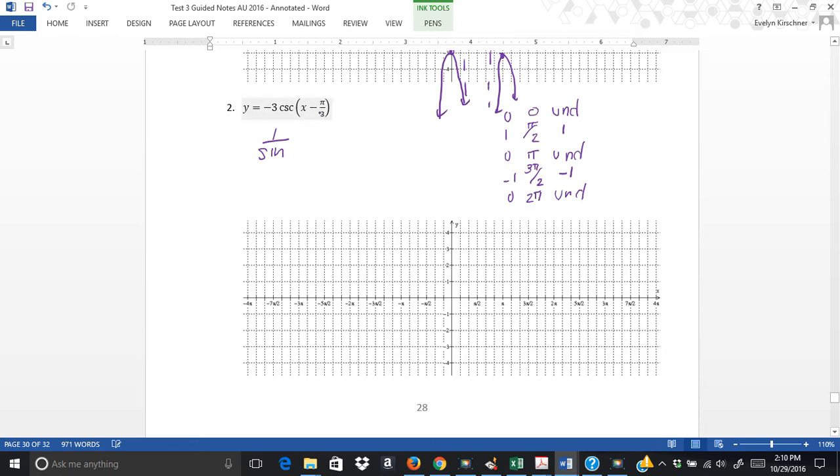All right, so now I need to find my phase shifts. Remember, I set x minus pi over 3 equal to 0, which means that x is pi over 3, which means I start at pi over 3. But I haven't changed my period at all, so my period is still 2 pi. If I divide that by 1, I get 2 pi in my period. If I divide that by 4, then I get my delta for my period, which is pi over 2.